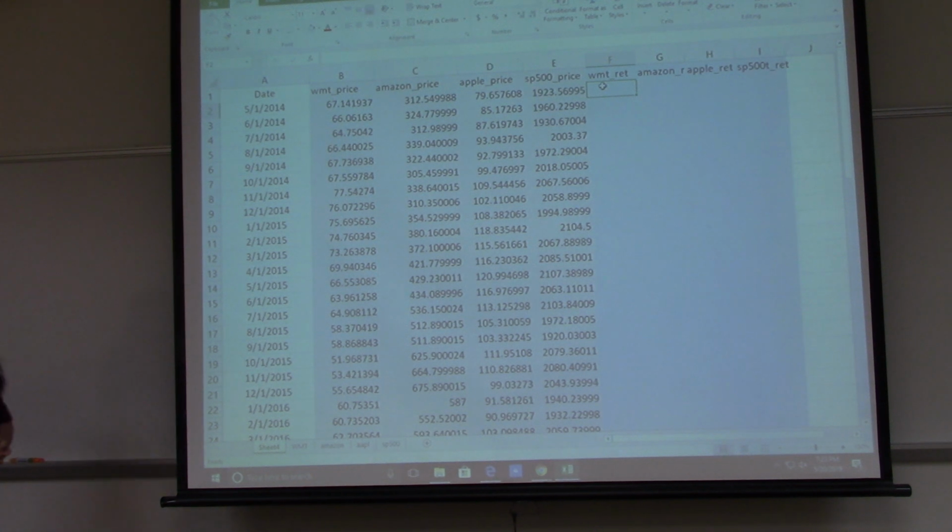For example, Walmart stock price is $67.14. A month later, $66.06. If you are investors, how much returns you earned or you lost in that month? Can you calculate the stock return for Walmart for that month? Just think about like you bought it in May 1st, you sold it in June 1st. So at that price, what kind of returns are you getting? Are you losing money? Are you making money?